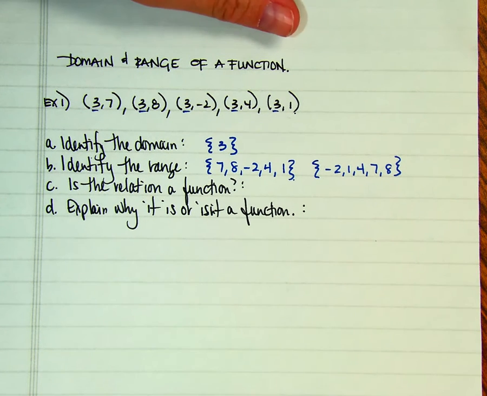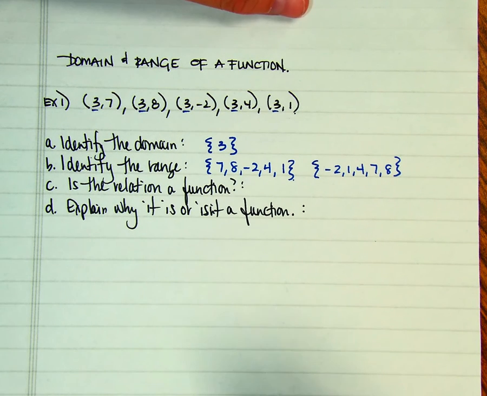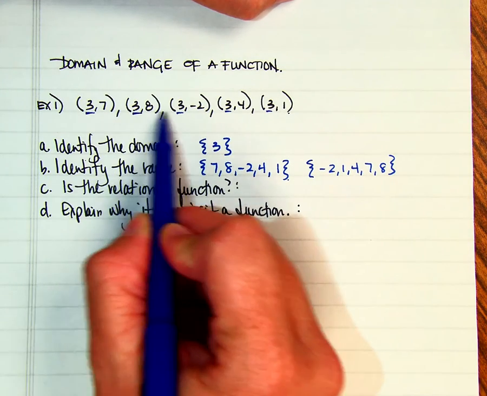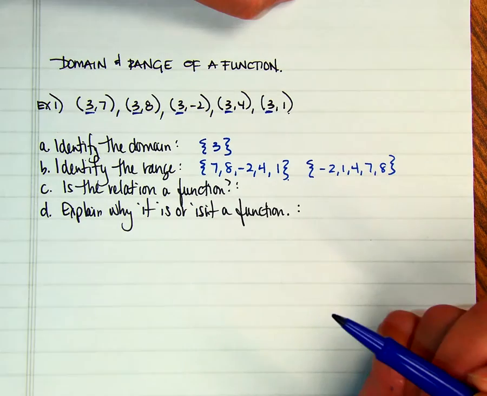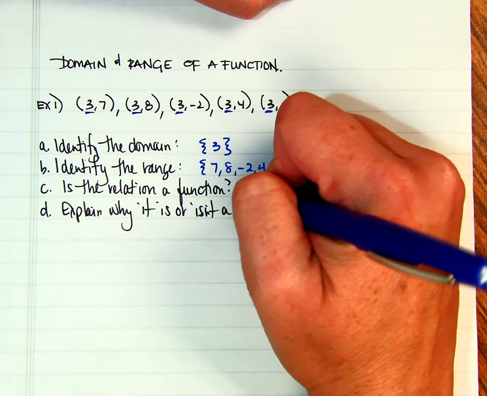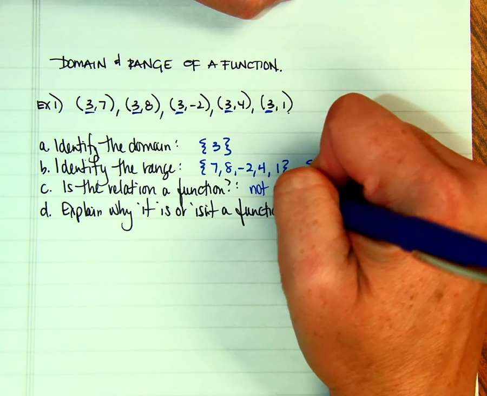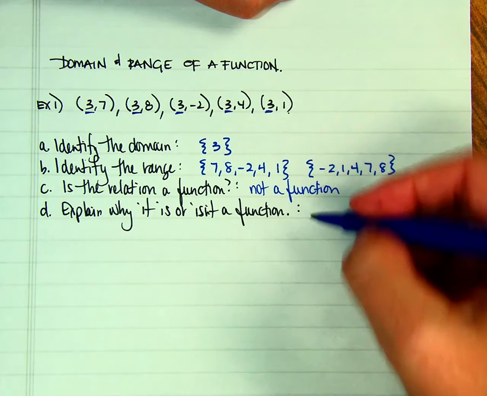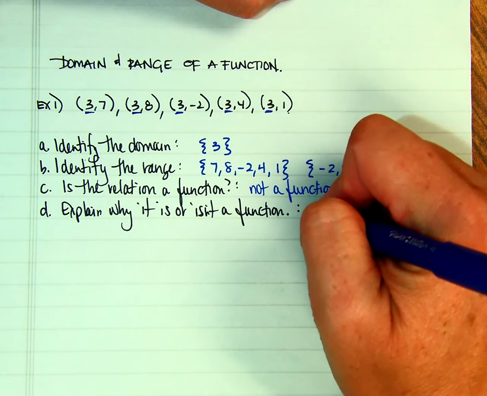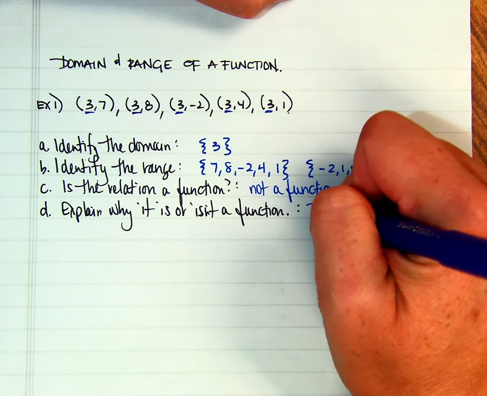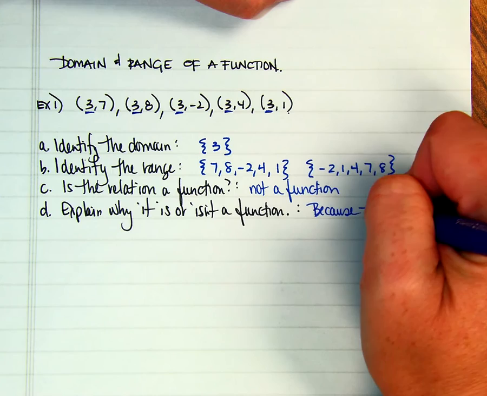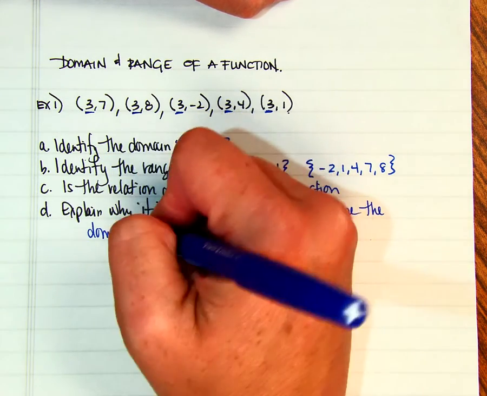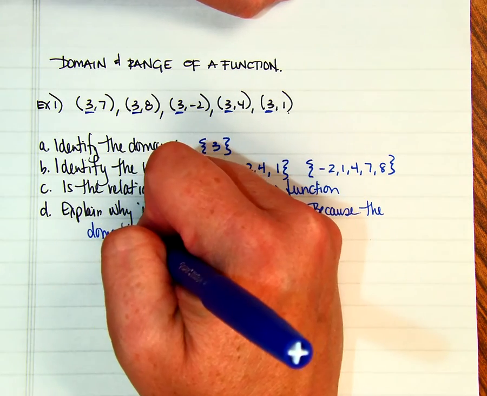And we need to determine, is this relation a function? Well, some conversations that we had earlier, remember your domain or your input cannot be repeated. So this is not a function. We have 3 being used multiple times. And that would be my explanation. The answer is because the domain, or a number in the domain, is repeated.